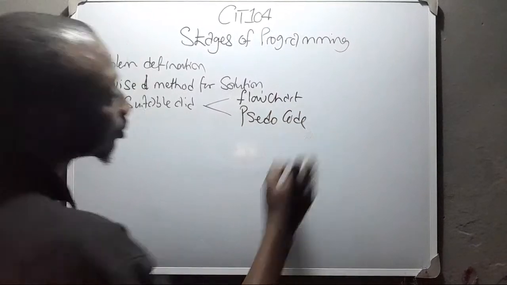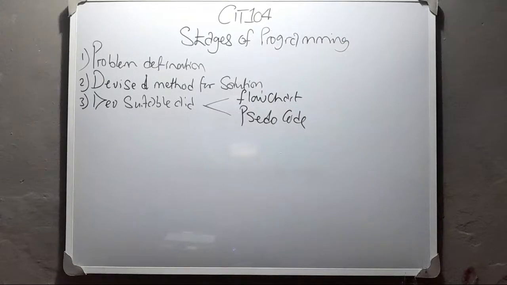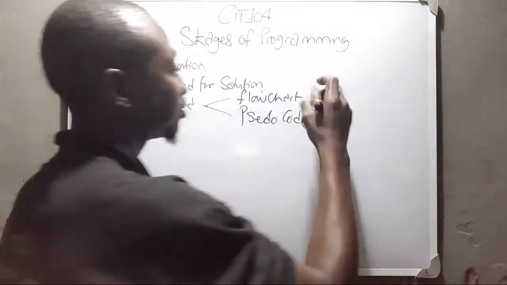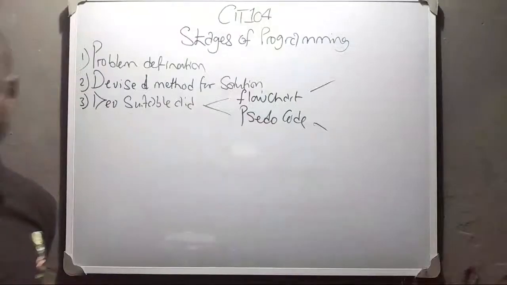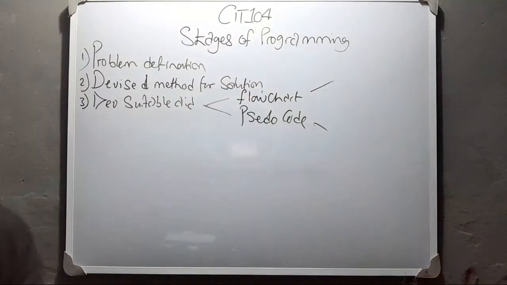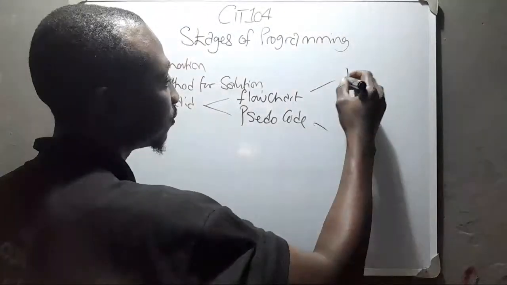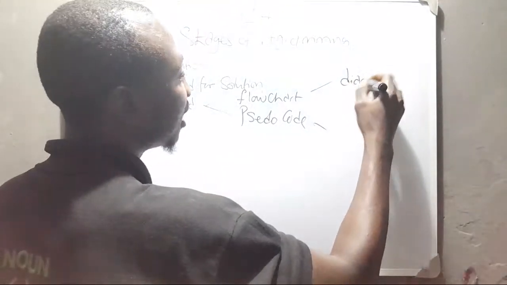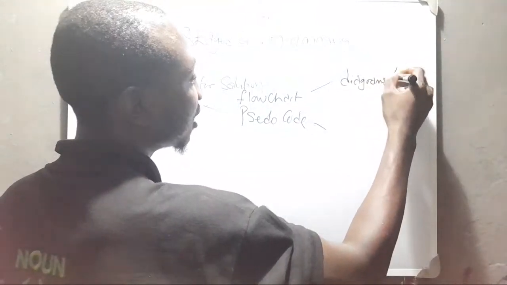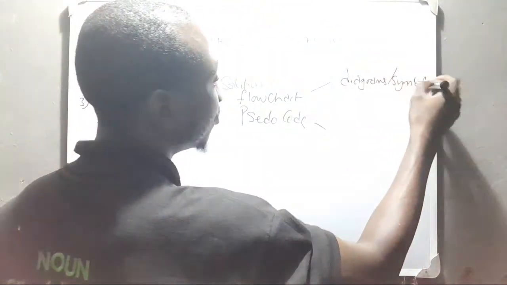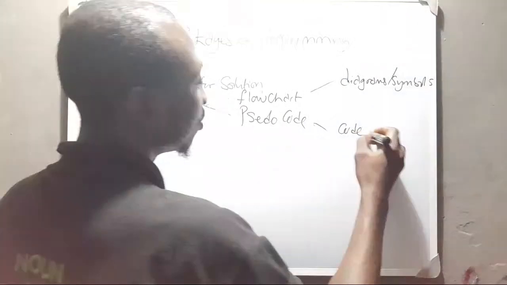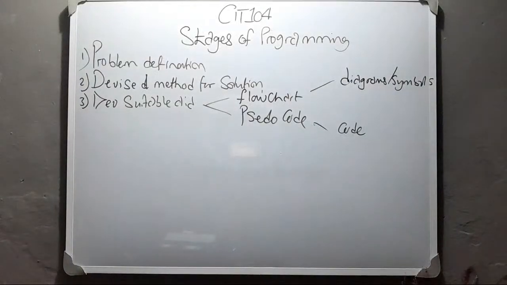Now, this flowchart we're talking about, basically, flowcharts and pseudocode work hand in hand. But one thing about flowcharts is that it does more of diagrams and symbols, but here it is just more of codes.